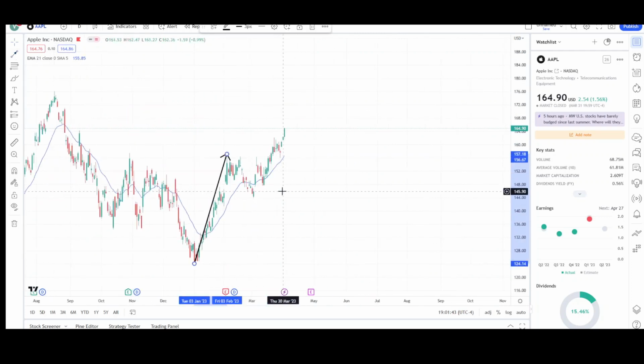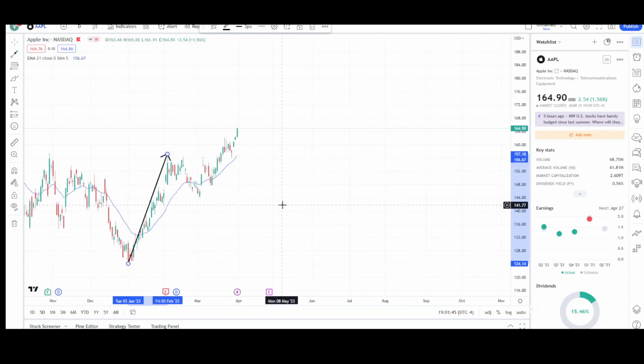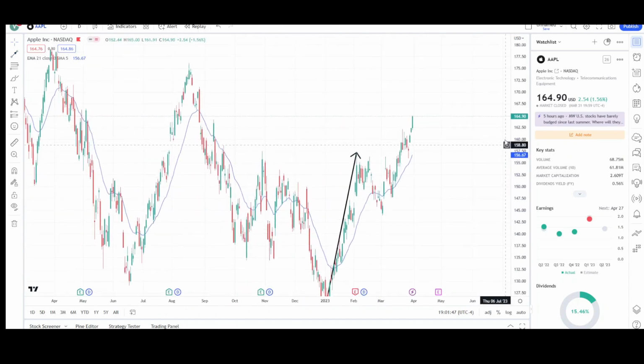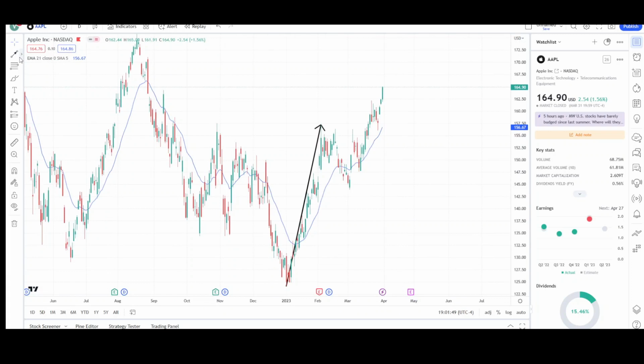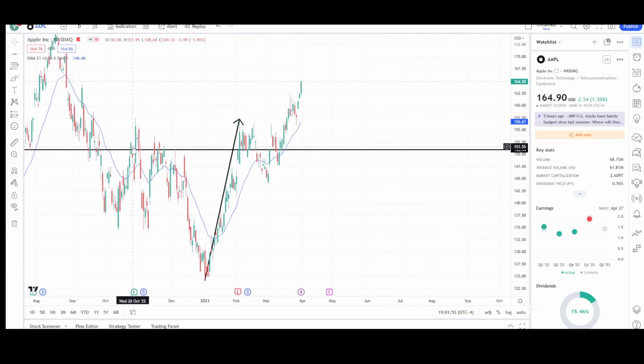So this was one large leg up. All this was a correction. You can see that the shorts got trapped right about here. I'm gonna put a horizontal line. So this looks like the resistance at the 150 level. Nice round psychological number. You can see this was acting as strong resistance. Prices could not pass through it.